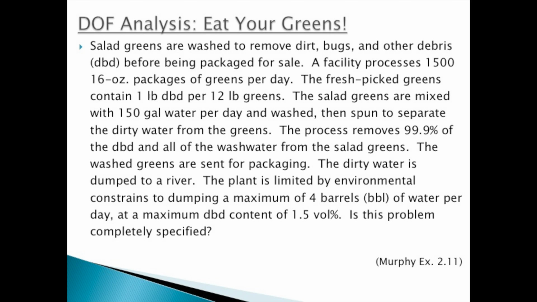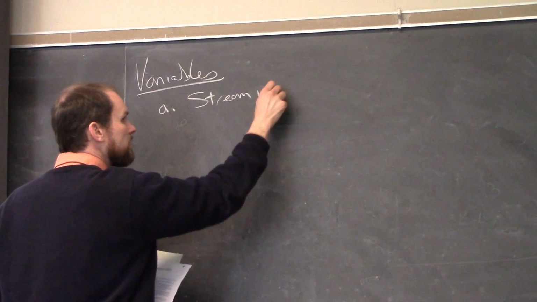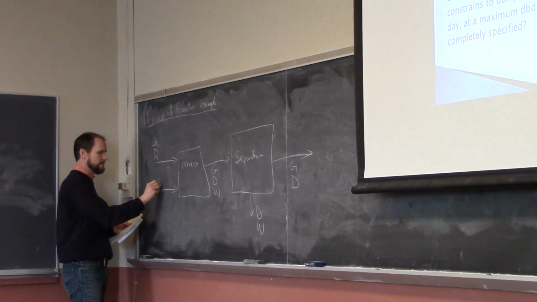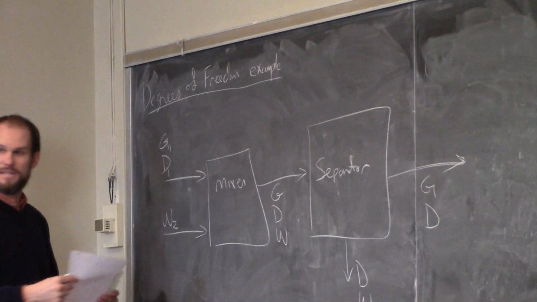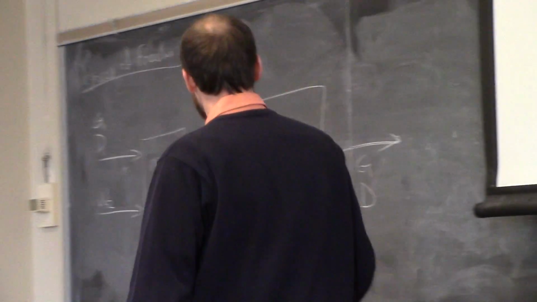Okay, so the degrees of freedom. Count the number of independent variables. Step 4, variables. So first we need stream variables. Let's see, we can just count these. We could also label these. Stream 1, stream 2. Step 1, choose a system. What should we choose for a system? Mixer, separator, or both. That's our choices. Everybody's saying both.